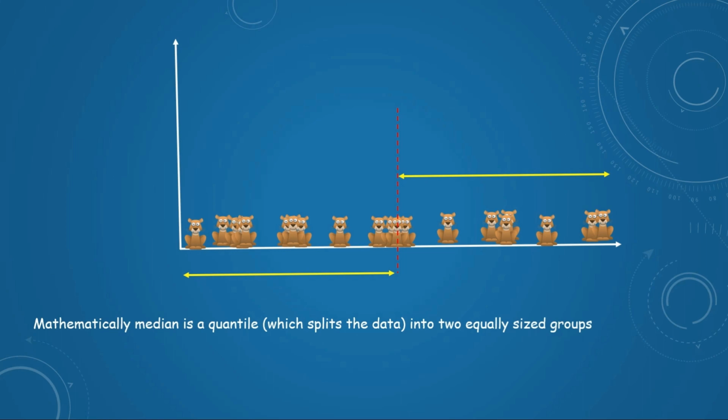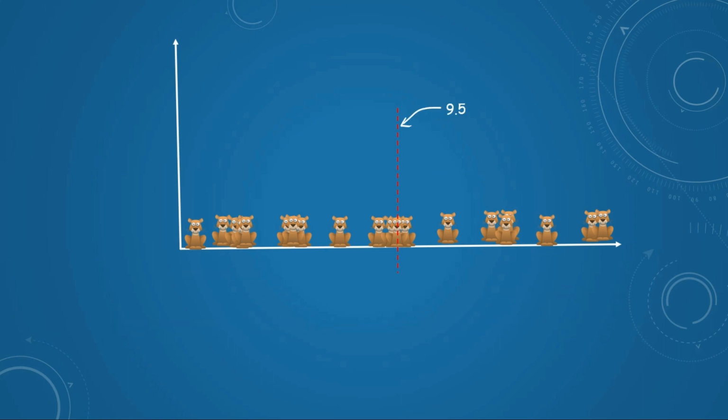Mathematically, median is a quantile as it splits the whole data points into two equally sized groups. As we see, half of the data points are above this quantile and half of the data points are below this quantile. Technically, we represent this quantile as 50% or 0.5 quantile. Let the median value over here be 9.5. Thus, the 50% or 0.5 quantile value over here is 9.5.